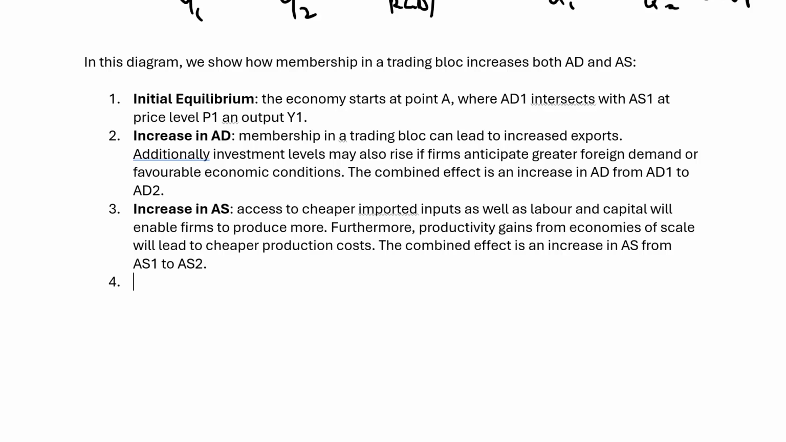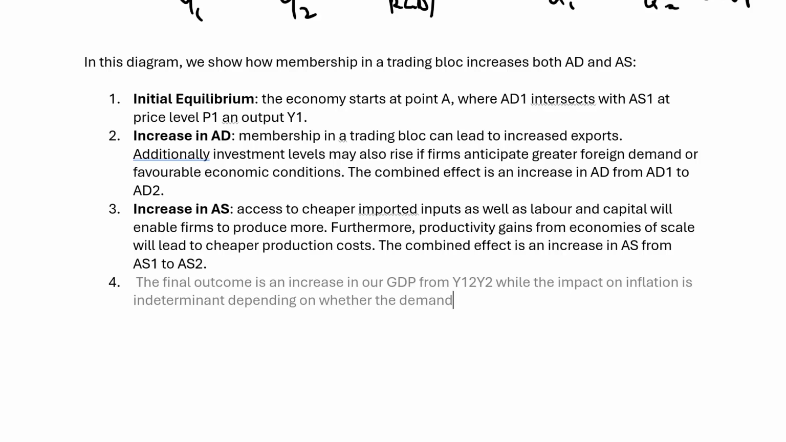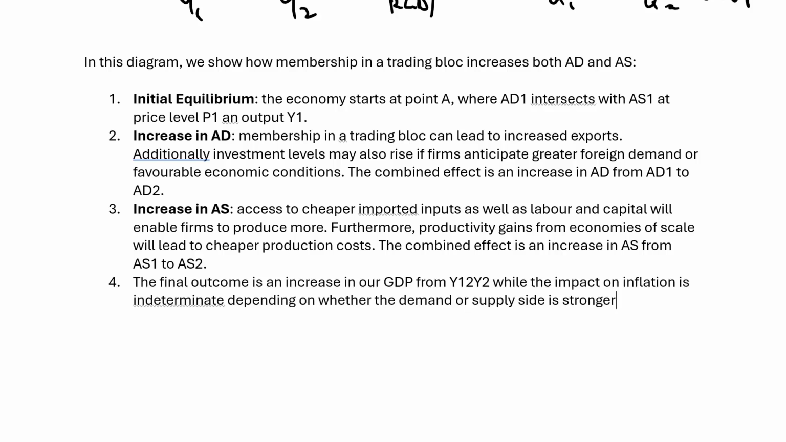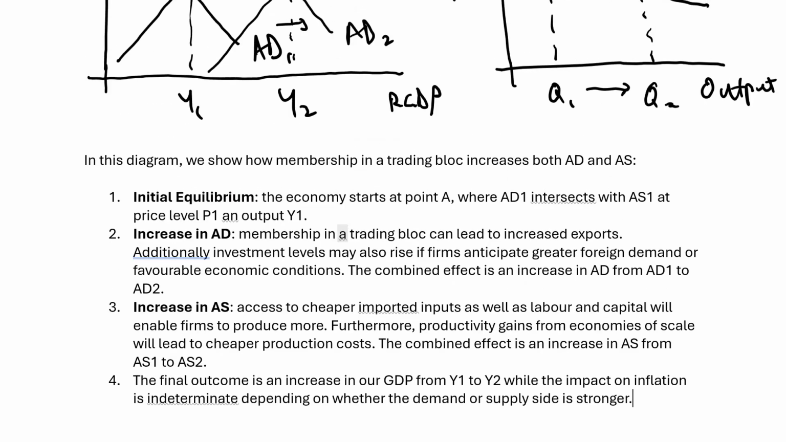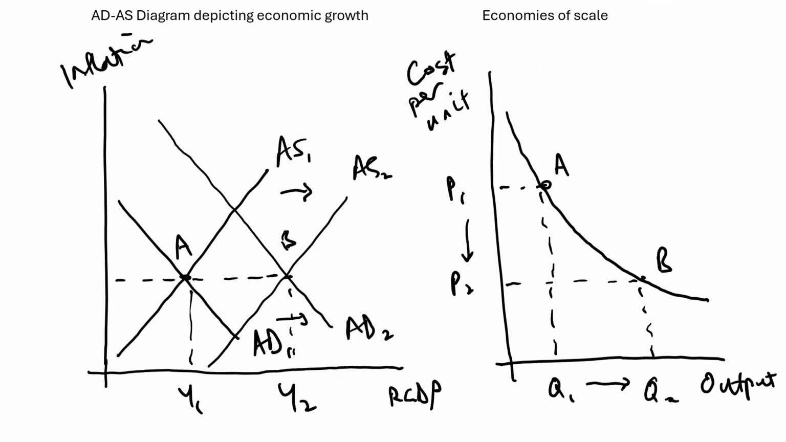Okay, and so the last bit, we're going to discuss how the combined effect is going to occur. The final outcome is an increase in our GDP from Y1 to Y2, while the impact on inflation is indeterminate, depending on whether the demand or supply side is stronger. Okay, so there you have it. That's, I think, a pretty decent commentary around this diagram over here.